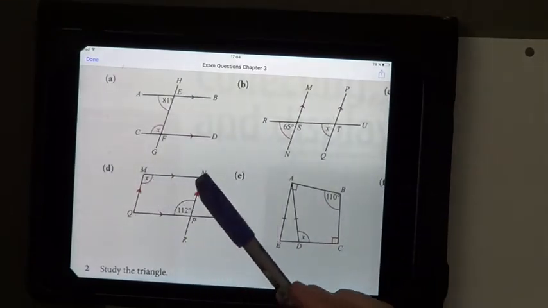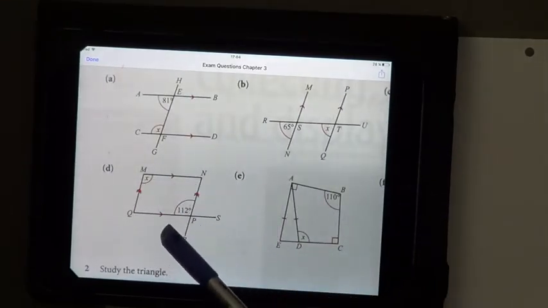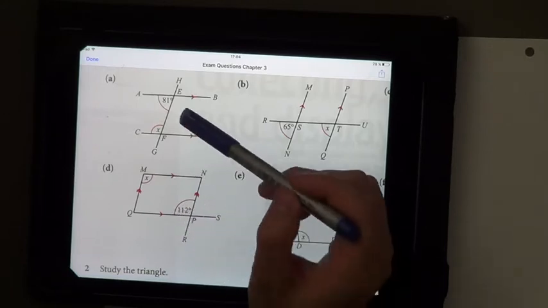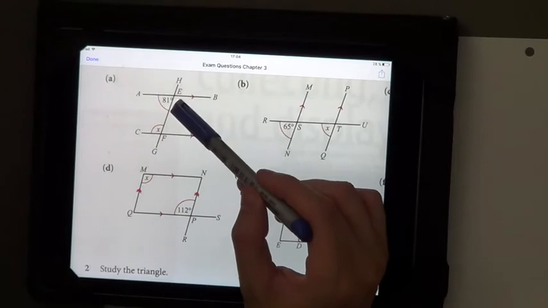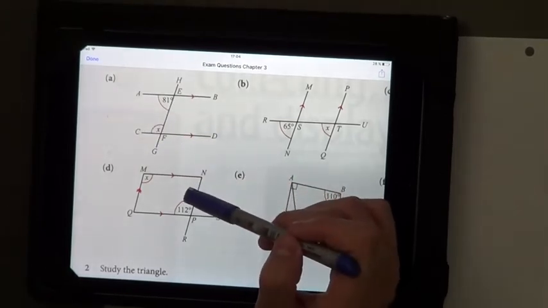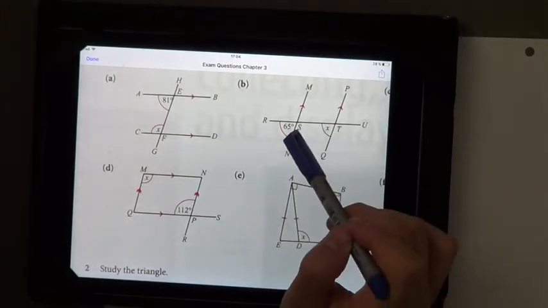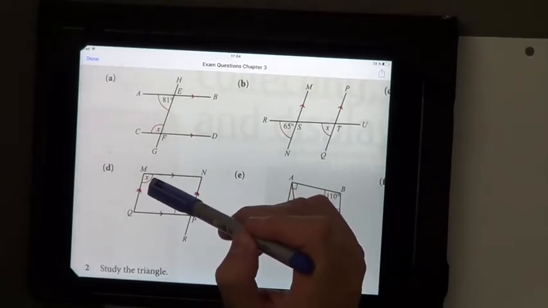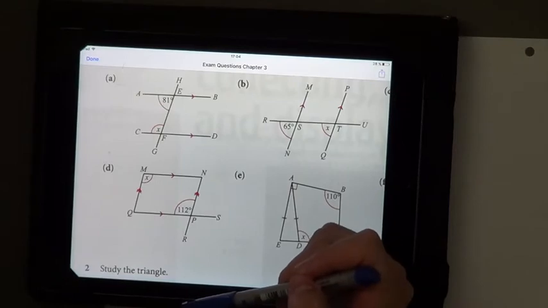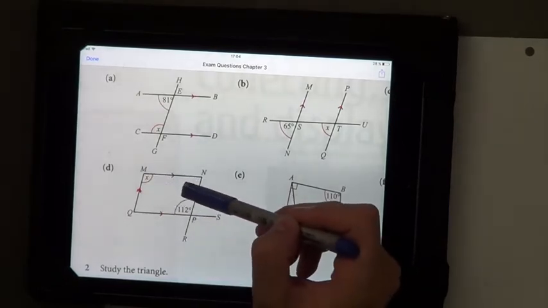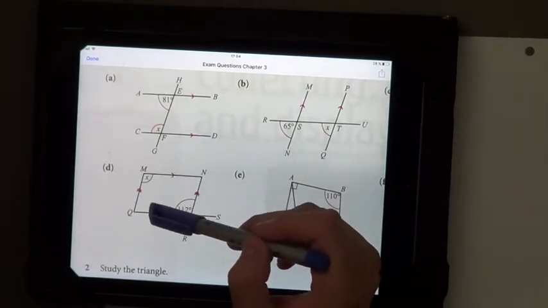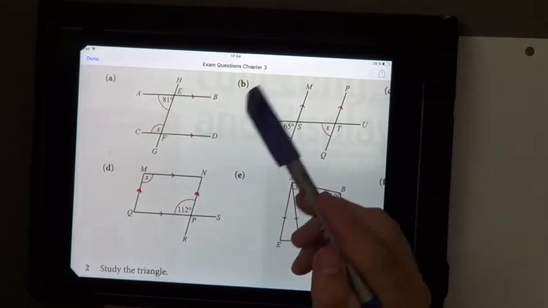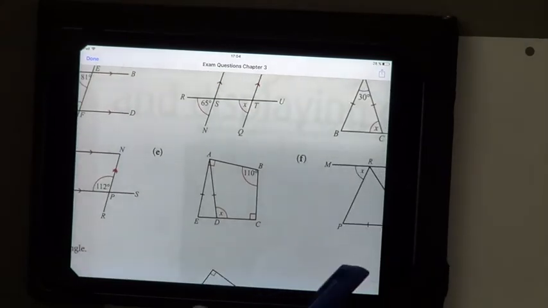Right, what about D? Again, this rule applies in the same way: opposites, like this angle, would have to equal this angle, and this angle has to equal this angle. Okay, so x is 112 in this case. And then if you did the total of that, minus 360, this angle and this angle would be the same. Okay? Right, what about E?